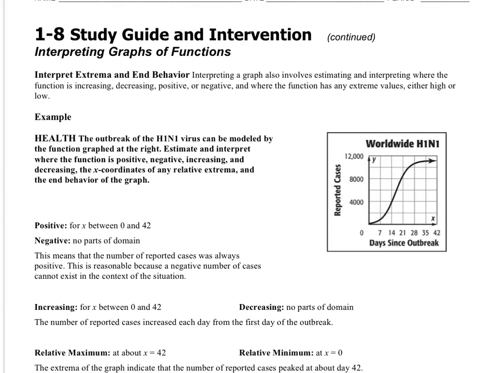So again, when we're talking about specific points of the graph, we always want to talk about the x-coordinates. When we're talking about relative extrema, that means where are the minimums and maximums on the graph. So the x-coordinates are going to tell us where on the graph those mins and maxes happen. And if you don't remember, H1N1 was the swine flu.